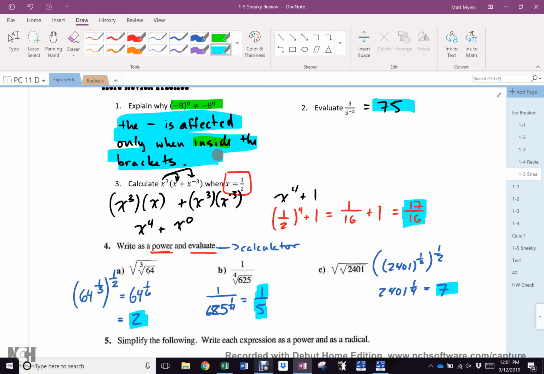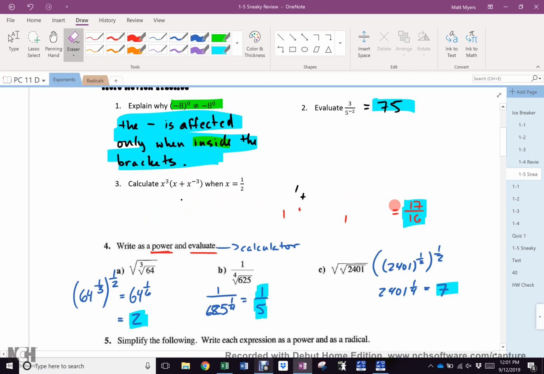Number 3, okay? So, Yulia, if I gave you this, 3x times x plus 2, what would you do? Yeah, you'd multiply that in, right? Okay, so multiply that in. What is x cubed times x? X to the fourth. And what is x cubed times x to the negative 3?